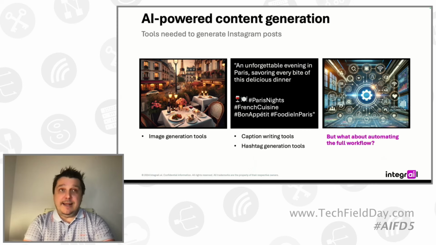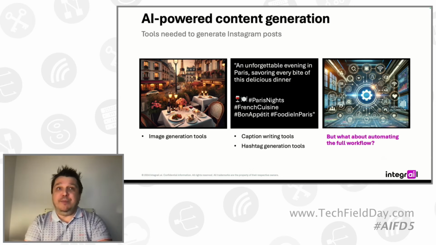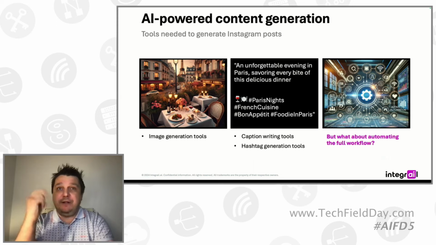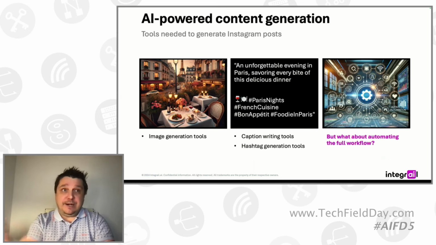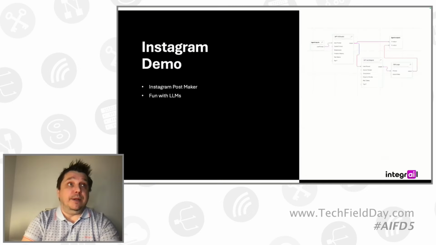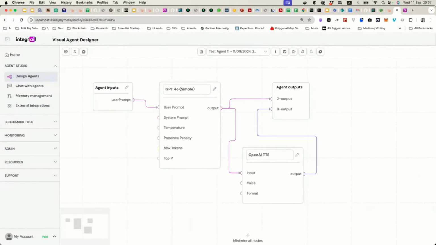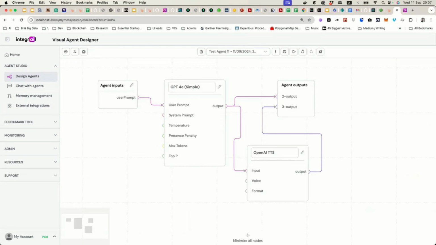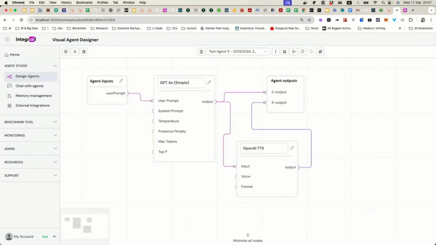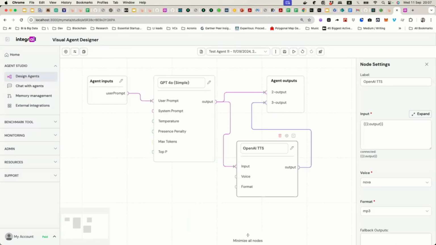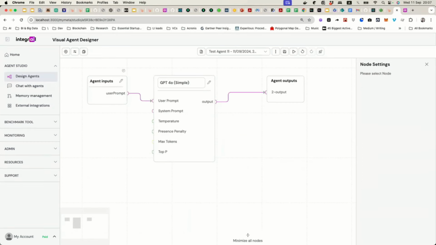So we're going to build a lazy Instagram poster. Basically, I don't want to write Instagram posts, and I don't want to even shoot photos. I just want to write one sentence of my experience, like breakfast by Eiffel Tower. And then I want my agent to write a nice Instagram post and create a picture. So let's see how we can do that using Integrail Studio.